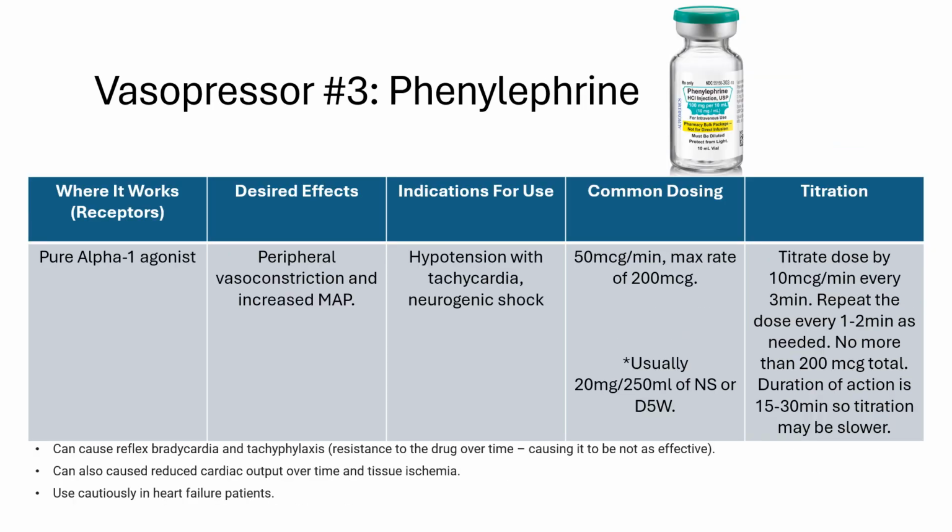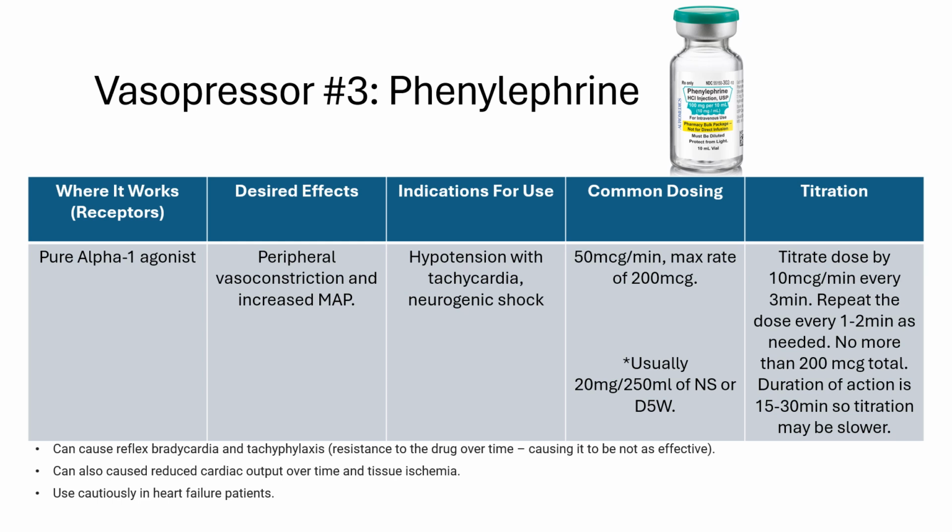All right, so phenylephrine is next. Phenylephrine is a pure alpha-1 agonist. So this is going to work on peripheral vasoconstriction, and it's going to increase your MAP. We typically are going to use this when we have hypotension with tachycardia. It's also kind of a go-to for neurogenic shock. Common dosing is 50 micrograms a minute. So unlike norepi and epi, that kilogram piece is not in there. So it's 50 micrograms a minute with a max of 200 micrograms total.